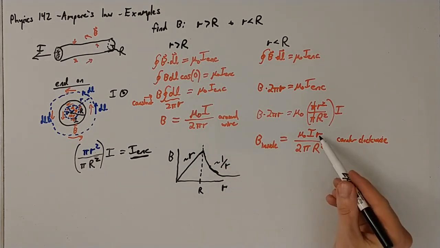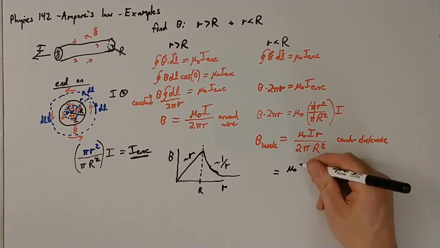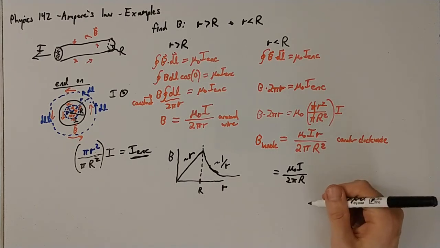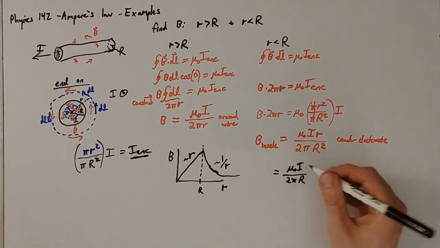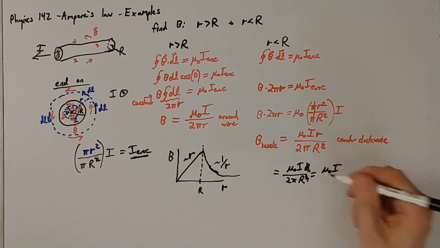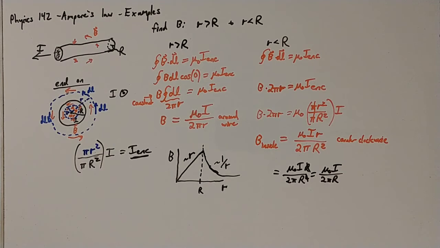If indeed you plug in big R here for little r, that would be mu naught times I over 2 pi r, and one of the factors of r would cancel, which would be the same as if you plugged in big R here. So this equals mu naught times I, and I could write this as r over r squared to show the cancellation, over 2 pi. And so indeed, they do match up there, and that's good. That makes good sense. So we assess our answer here, and we say it makes sense.